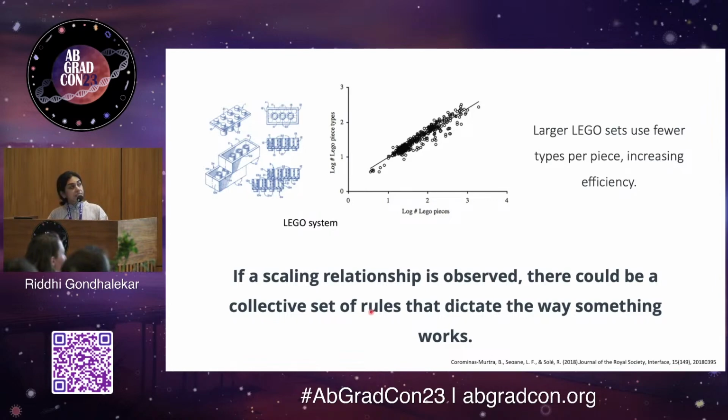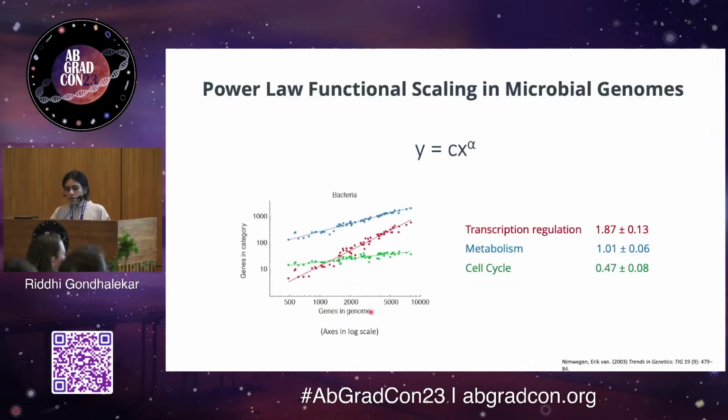So what we're observing in these plots is a scaling relationship. And when we observe a scaling relationship, we could say that maybe there's a set of rules that's sort of governing the way something is working. So here's a power law equation, one quantity varying as a power law of the other. And when we plot this on a log-log scale, we get a straight line with the slope alpha.